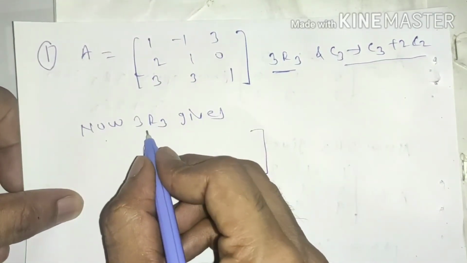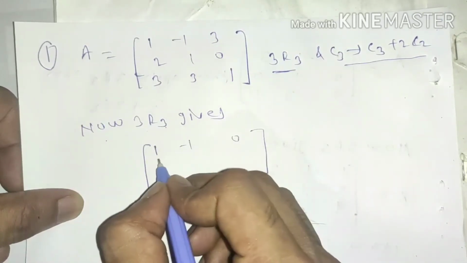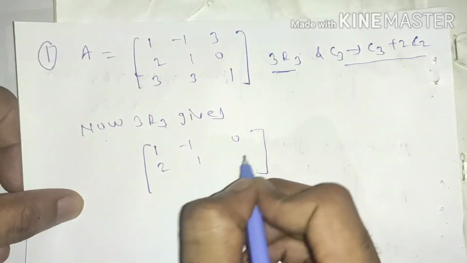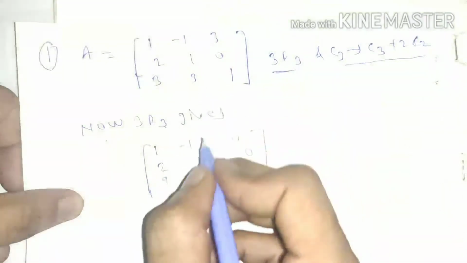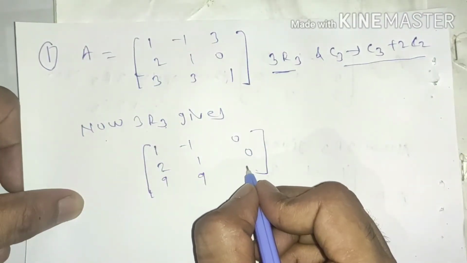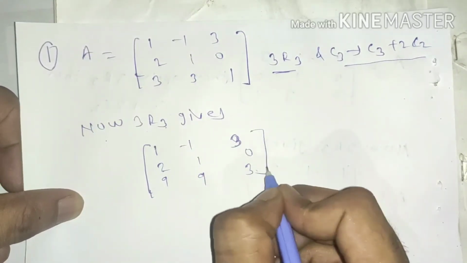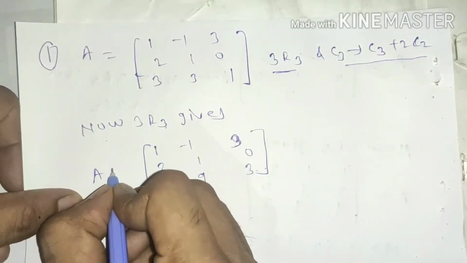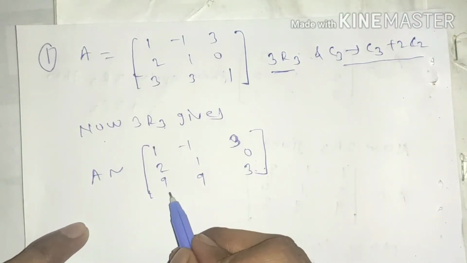so we multiply the third row by 3, so the first and second rows are the same, 1 minus 1 3, 2 1 0, and 3 into 3 is 9, 3 into 3 is 9, and 3 into 1 is 3. So we say A is equivalent to the new matrix 1 minus 1 3, 2 1 0, 9 9 3.